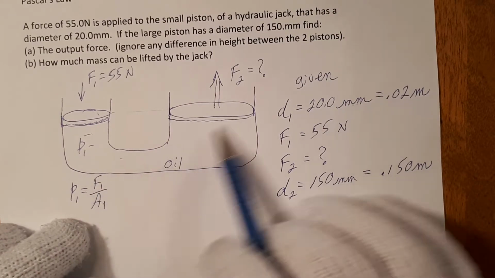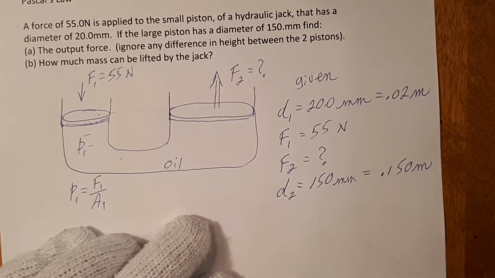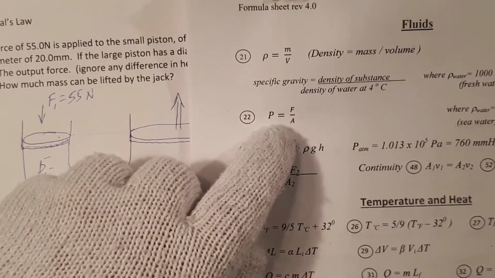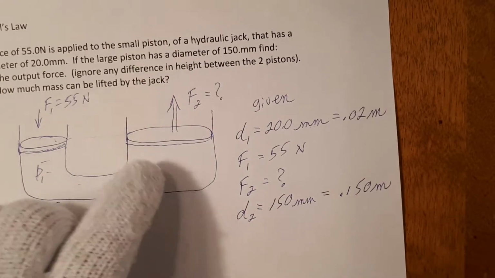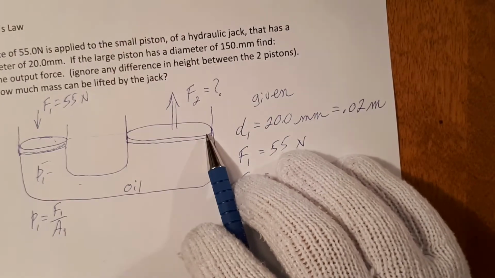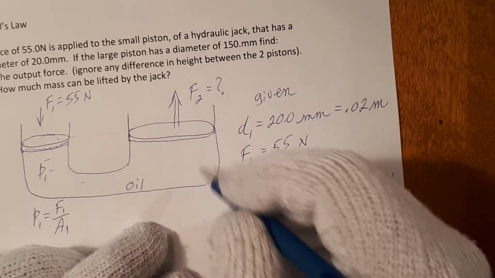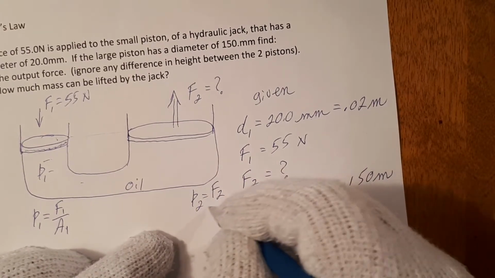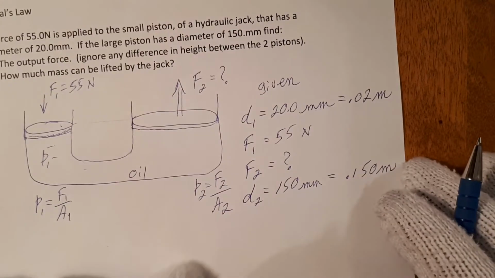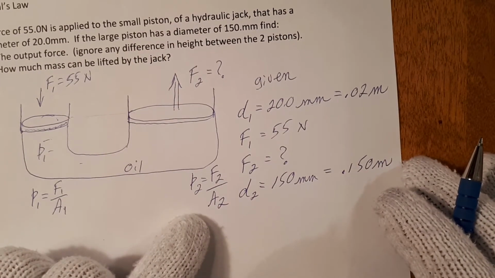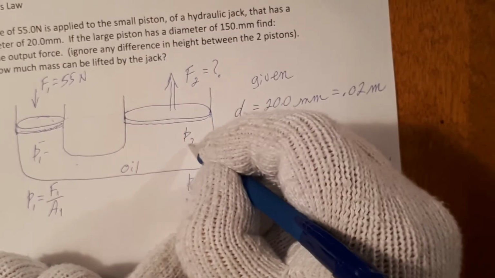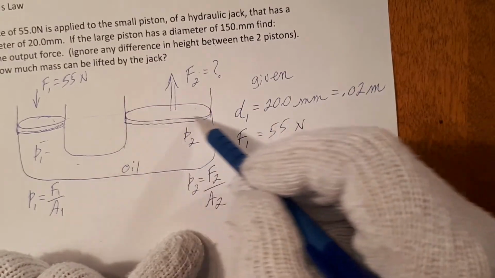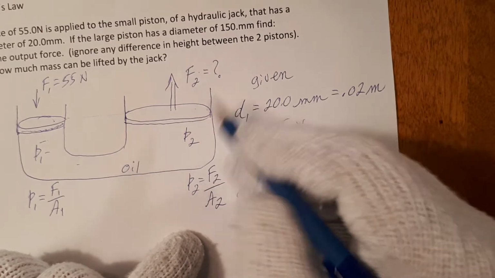And let's apply this equation over to this side. Same principle. Pressure is force divided by area, except now we're going to use subscripts 2 at this portion. So over here on this side, we have pressure at 2 is equal to force at 2 divided by area of 2. And here we have pressure at 2 theoretically using F2 and A2, this diameter or this area.